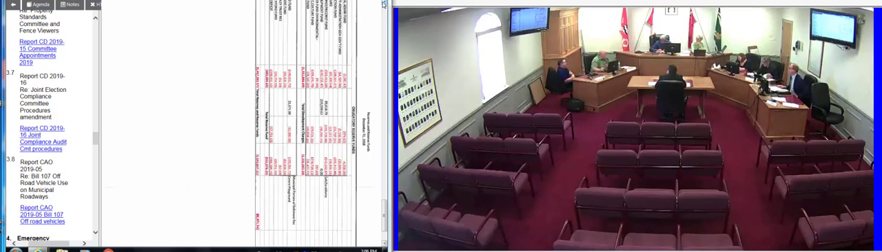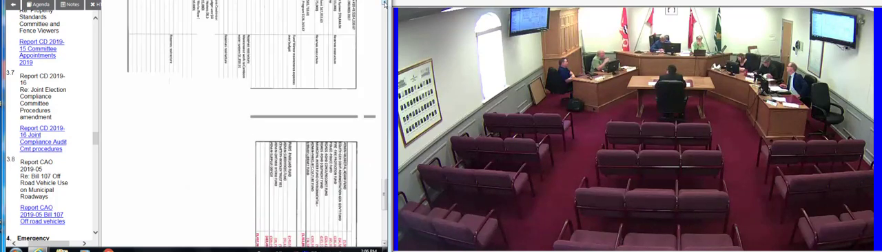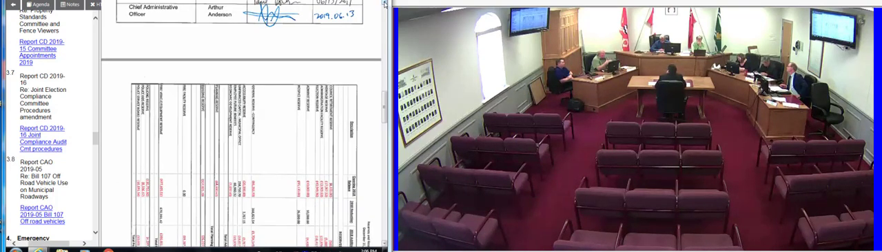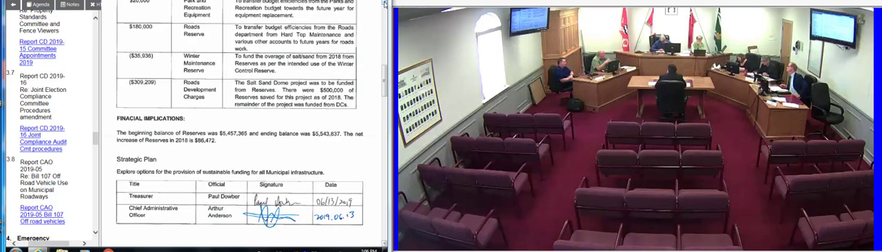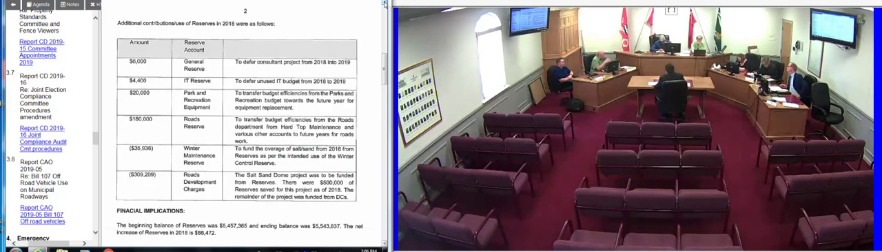However, as we move forward into future years, we're not showing that type of positive growth in our reserves. In fact, we'll be depleting our reserves in several different departments. If you look at, yes, through Councillor Kane, Mayor Kane, sorry.